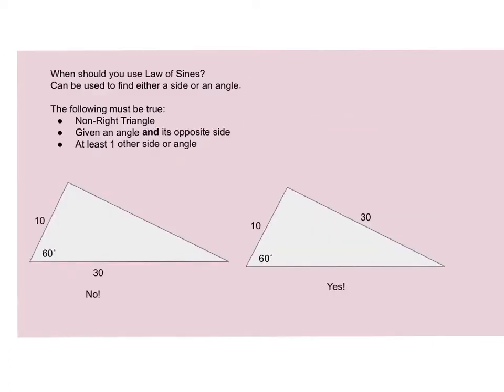The first thing we need to do is look at when you should or should not use the law of sines. First of all, whenever you're talking about using the law of sines, you always want to use it with a non-right triangle. If it is a right triangle, then you're going to use SOHCAHTOA. So we're only going to use this if it's a non-right triangle.